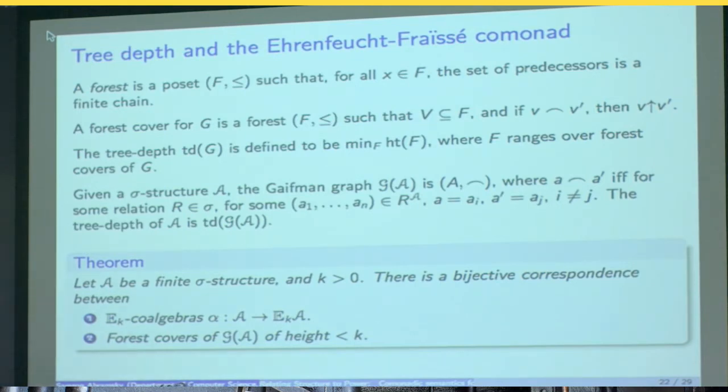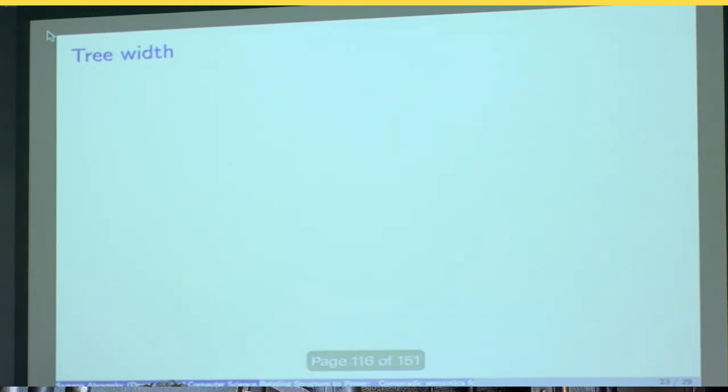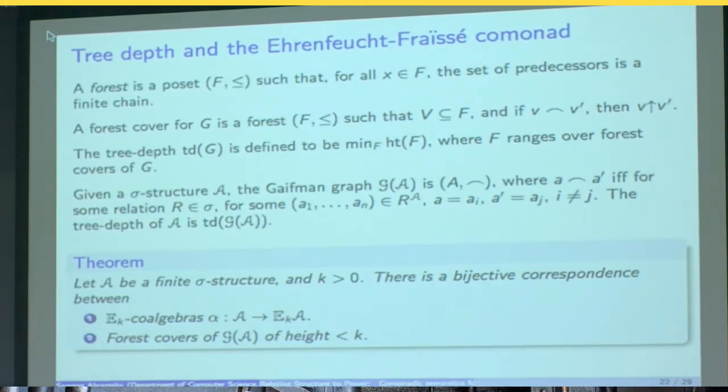So the result is that there's a bijective correspondence between forest covers of a given height, actually that should be less than or equal to, and coalgebras to the corresponding parameter, from which it immediately follows that the coalgebra number and the tree depth are the same. That's just an equality.